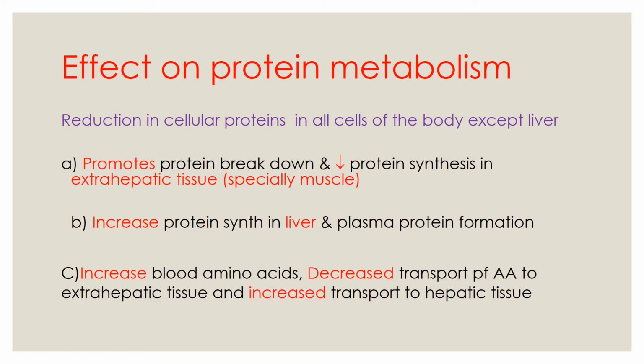Also, cortisol, as I mentioned before, increases the level of blood amino acids, and this is mainly because of catabolism of the protein in the extrahepatic tissue. Also, it decreases the transport of amino acids to these extrahepatic tissues and increases their transport to hepatic cells, so as to increase the liver protein synthesis. So if there is any pathological condition that causes high cortisol level for a longer time, this might affect the muscles and cause muscle weakness in this patient, because now the protein in this muscle will be catabolized, it will be broken down, and there will be less new protein formed there.